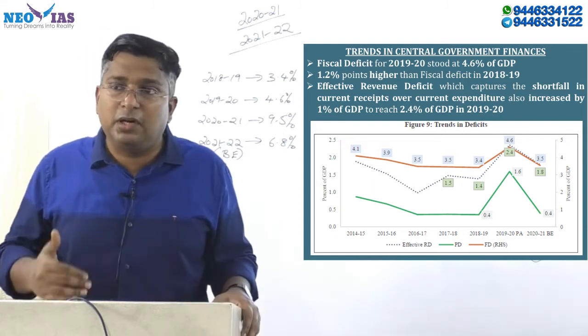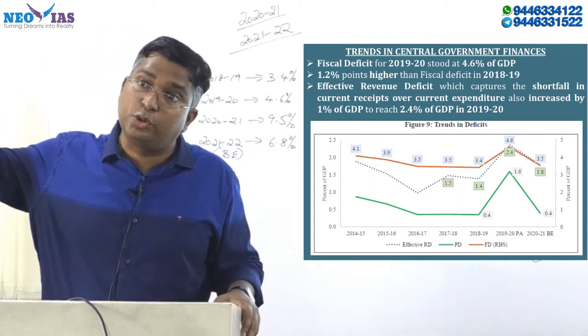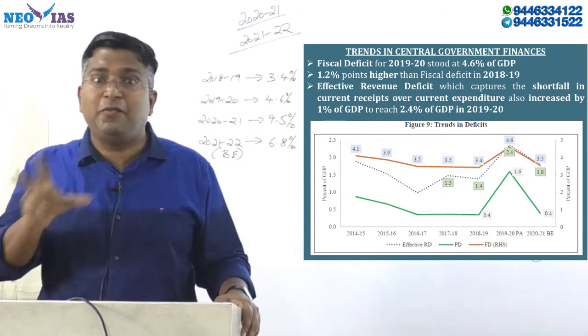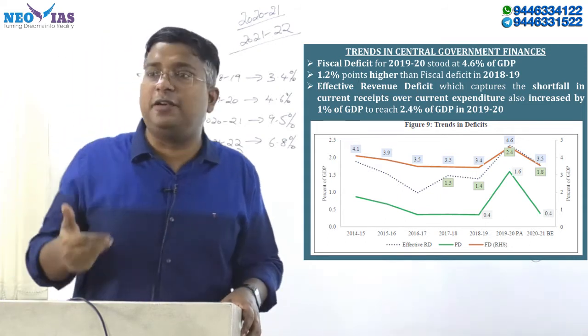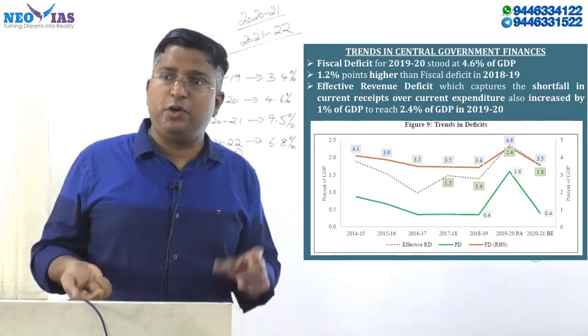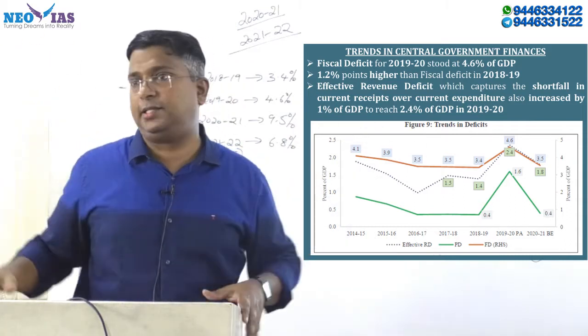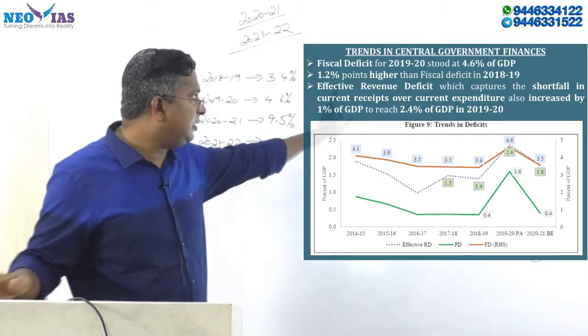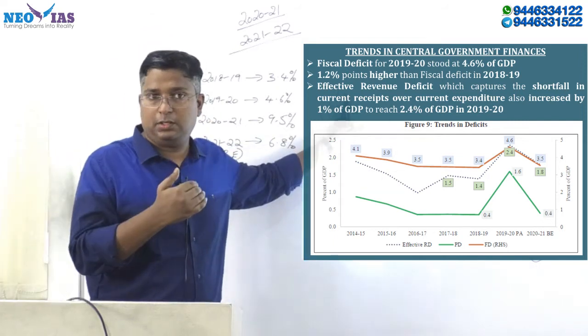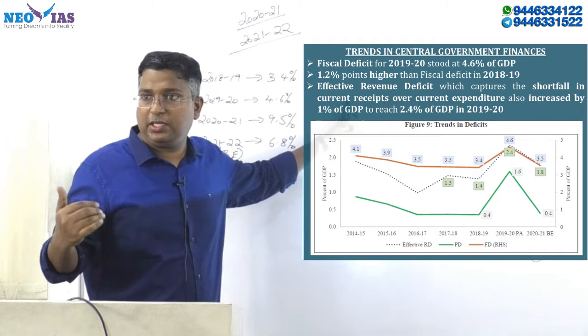We are not using the word current. Why? Because it is used in the balance of payment. That's why we are using revenue account, in order to avoid the confusion. The revenue account of the budget is similar to the current account of the balance of payment, but in a different context. So just remember, if this statement comes, you have to note that it's a correct statement.